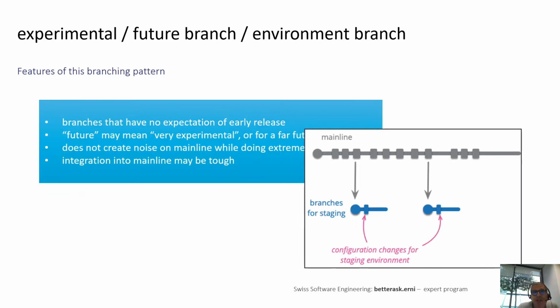Experimental, future branch, environment branch. It's more or less the same. I mean, in case you are wondering, I have taken all this information from a web page. I will tell you later. The information about branching patterns, not the other, but this section I have taken from a web page. I have copied the image from there. And they make a section for each one of these, but it's mostly the same.